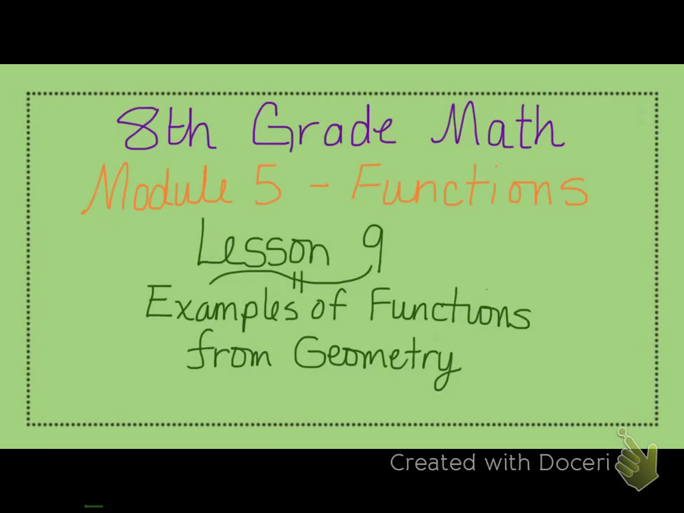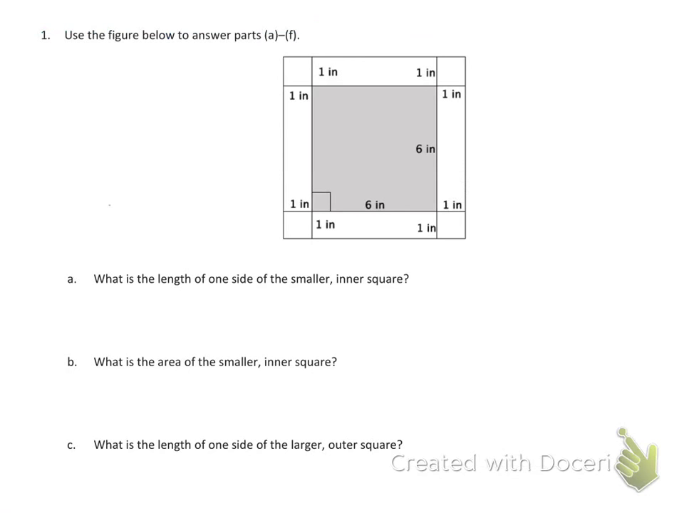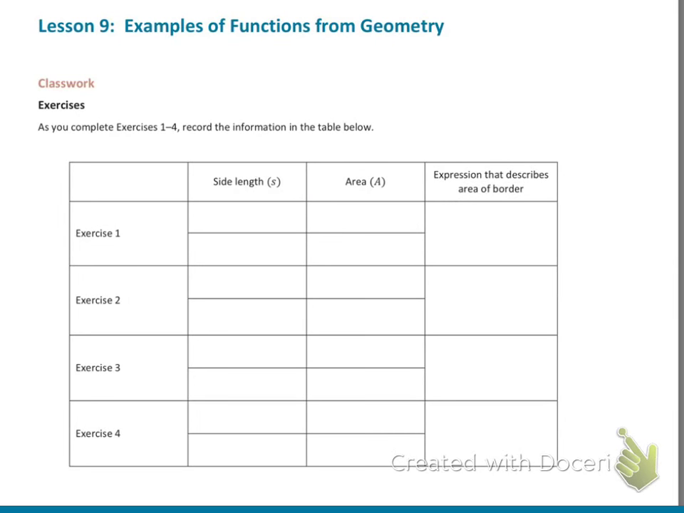So we're going to open with an activity. If you find this in your notes, this is going to be the table where we record the information from exercises 1 through 4 so we can look at it all at once. Here's exercise 1. Use the figure below to answer parts A through F. I would like you to work on this independently. You can work on all 4 of the exercises. Just remember to go back to the table to record your results.